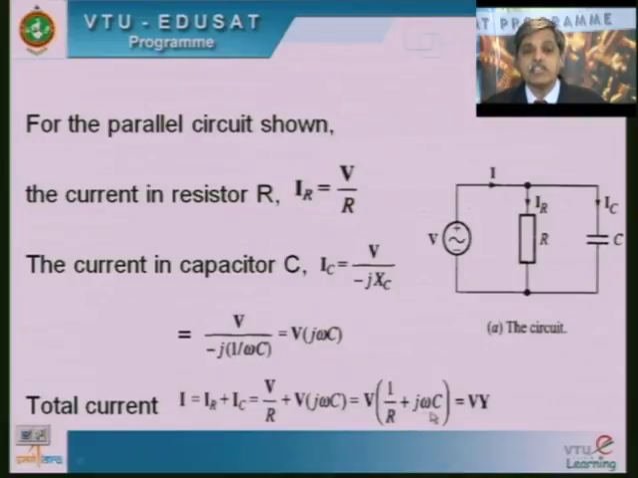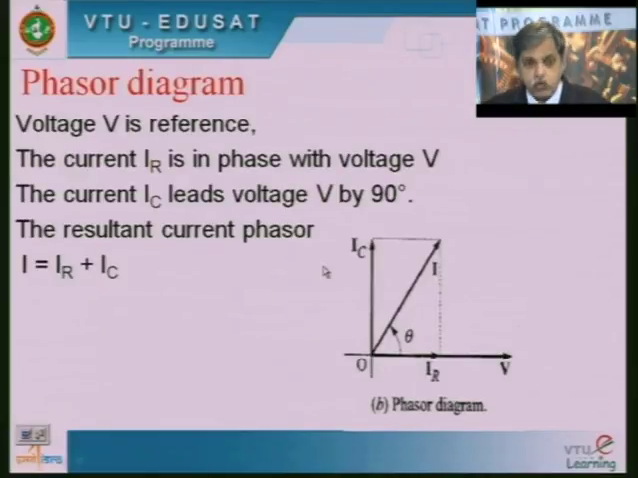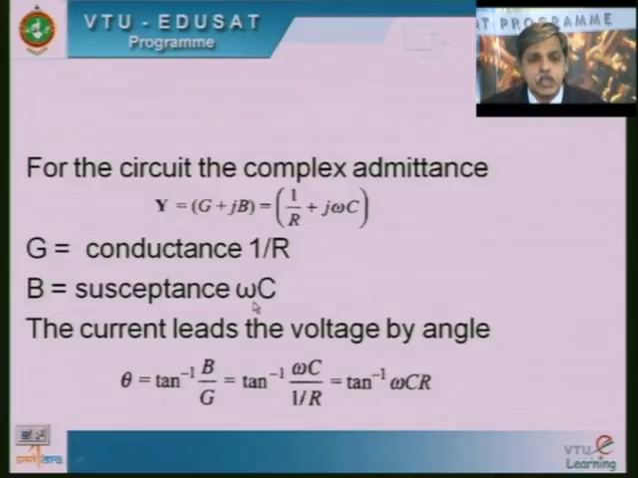And this 1 by R plus J omega C, in the case of parallel RC circuit, I call it admittance. Now here also the admittance will be a complex number. It will have two parts. The real part is called conductance, which is the reciprocal of resistance, and the imaginary part we call susceptance. In the case of RC network, the susceptance is because of the capacitance, therefore I write it as 1 by XC, XC is equal to 1 over omega C, which gives you B is equal to omega C.